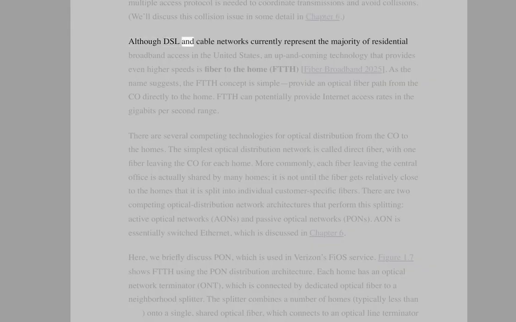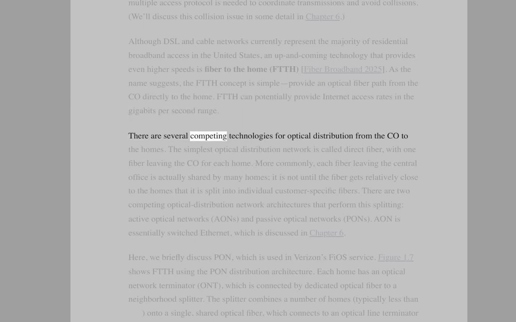Although DSL and cable networks currently represent the majority of residential broadband access in the United States, an up-and-coming technology that provides even higher speeds is fiber to the home, FTTH. As the name suggests, the FTTH concept is simple: provide an optical fiber path from the CO directly to the home. FTTH can potentially provide internet access rates in the gigabits per second range.